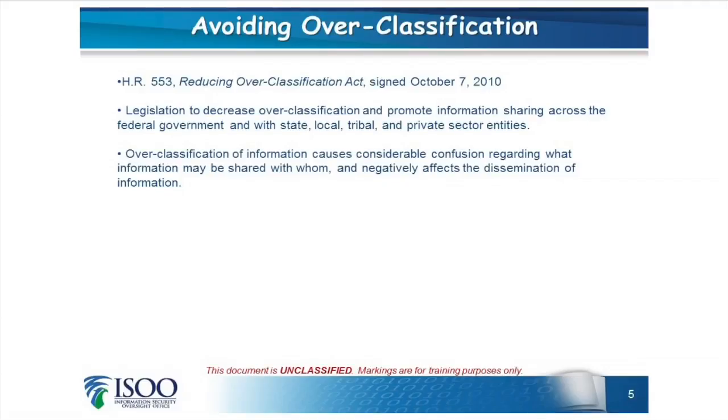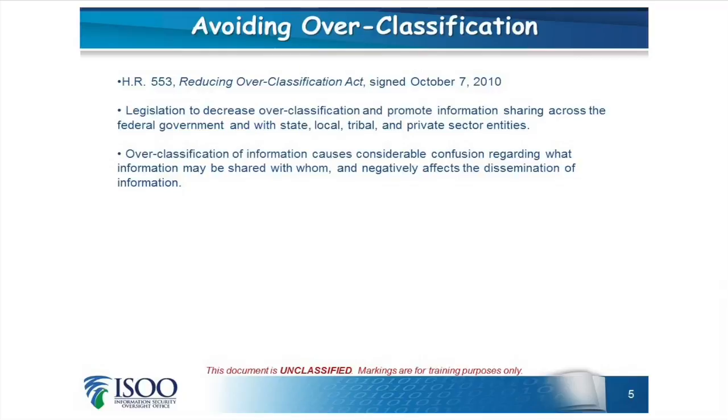The Reducing Overclassification Act was signed in October 2010 and is legislation designed to decrease overclassification and promote information sharing across the federal government and with state, local, tribal, and private sector entities. President Obama noted while signing this act that protecting national security information and demonstrating our commitment to open government through the proper application of classification standards are equally important and compatible priorities.